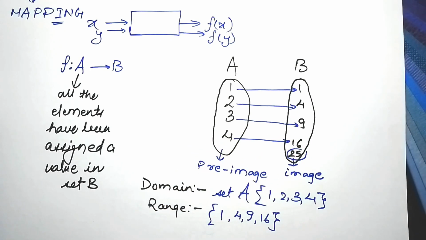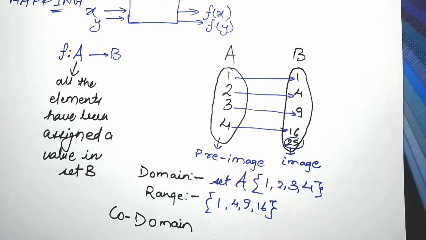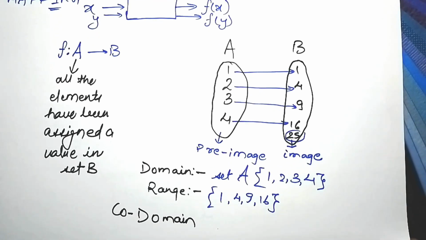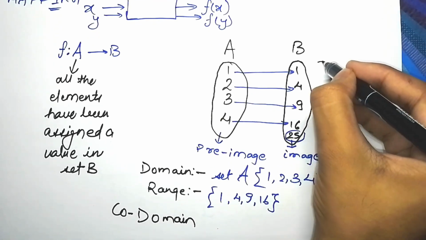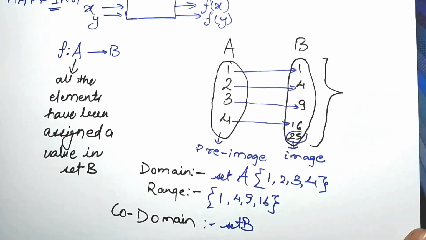Now there is one more word that we need to understand, and that is codomain. Now what does this codomain mean? This codomain means all the elements of set B. All the elements of set B will be part of codomain. So the entire set B will be part of codomain. I hope you have understood.